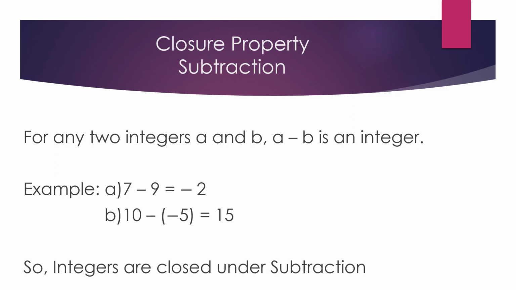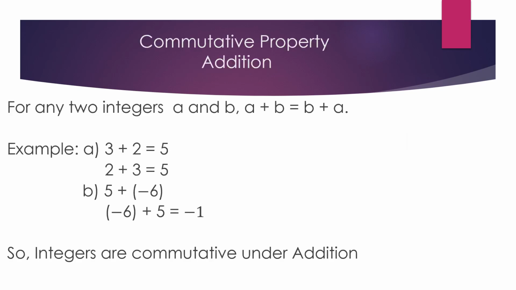7 minus 9 gives us minus 2. 10 minus of minus 5 gives us 15. Here minus 2 and 15 are integers. So in both the cases the result is an integer. Hence integers are closed under subtraction.